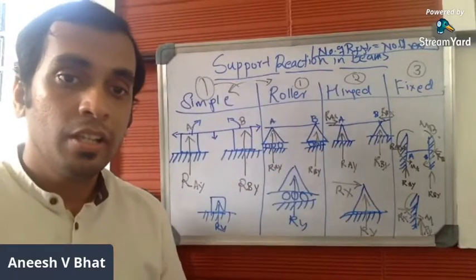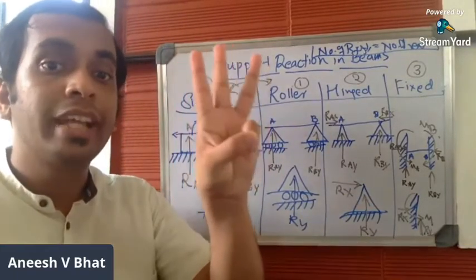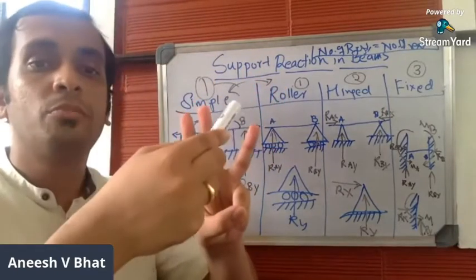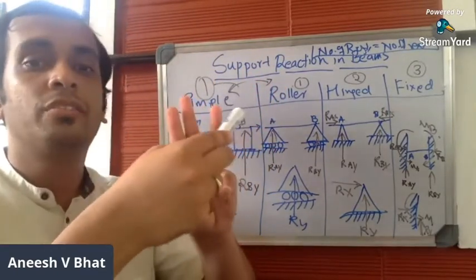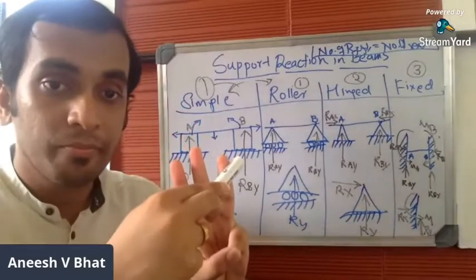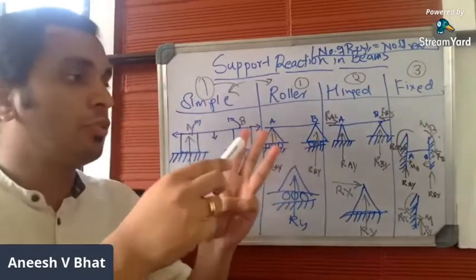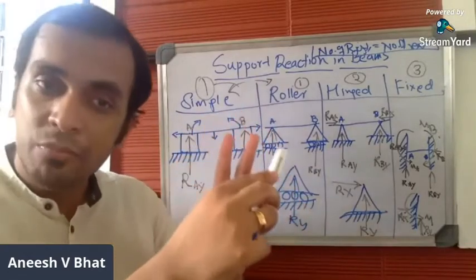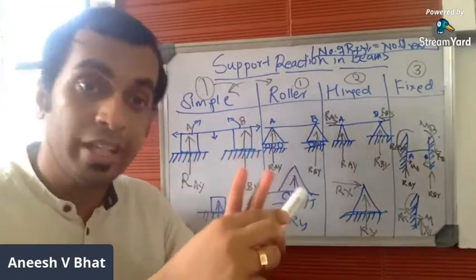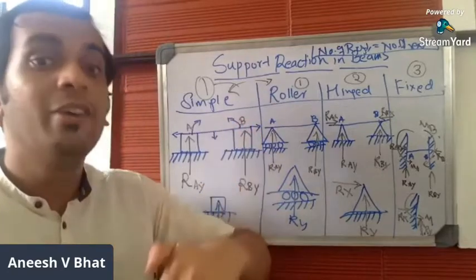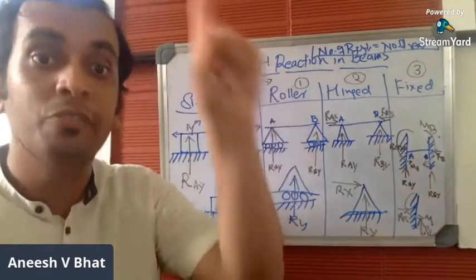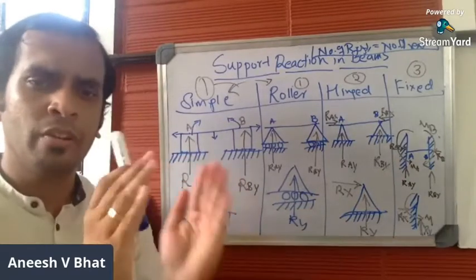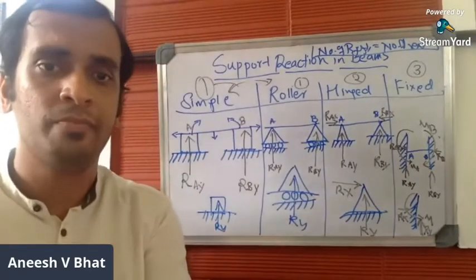Got it? So you have three types of restrictions: restriction for motion along x direction, restriction for motion along y direction, and restriction for motion along z direction, which is the rotation. So here in simple support, the beam can move freely along x axis and along z axis. It can rotate, but it cannot freely move along y axis. There is one restriction in y direction, so there is one reaction in y direction itself. Number of restrictions is equal to number of reactions.